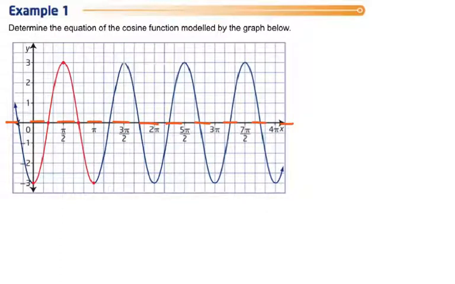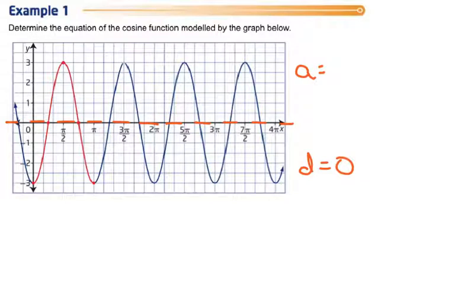So what we know from that is our d. And because we've shifted nothing from the x-axis, d is 0. Knowing d, we can find a.